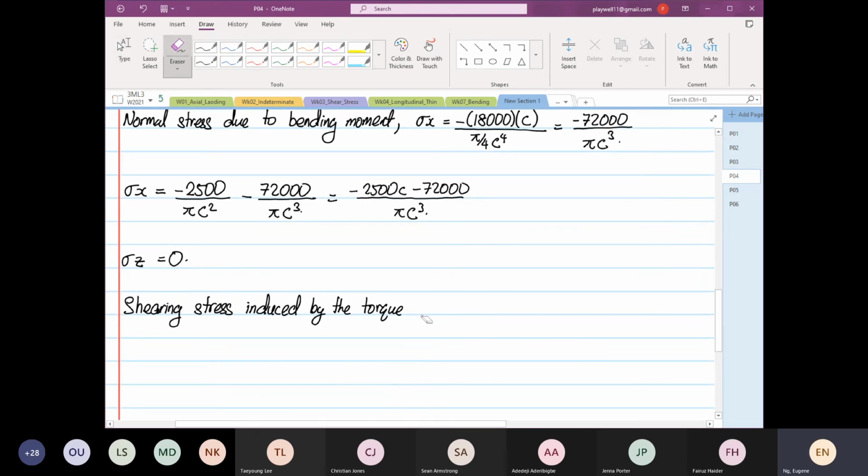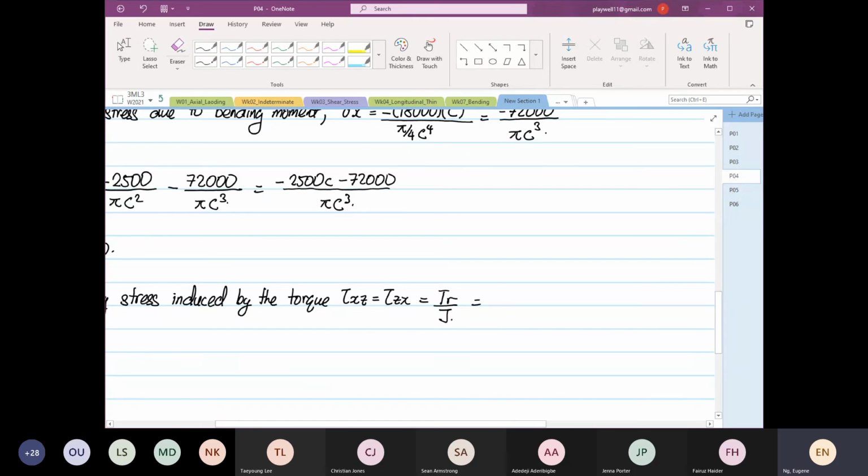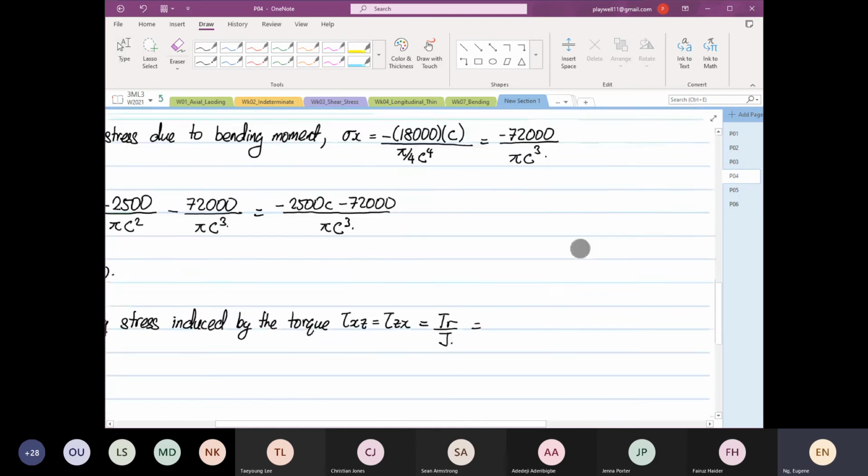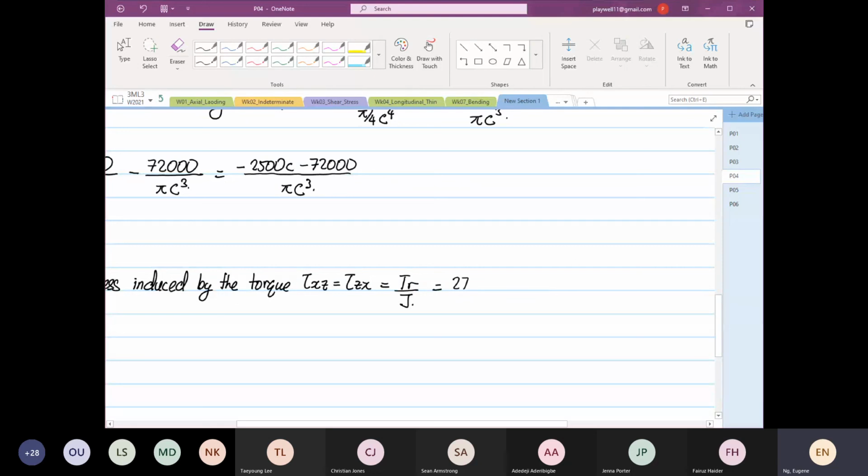So the shear stress is in the xz direction. This is equal to shear stress in the zx direction. So this is equal to TR over J. Okay, so the torque we found out is equal to 27,600. Am I right? Wait. The torque is 27,600, multiplied by c, the maximum radius, divided by pi over 2, the polar second moment of area.